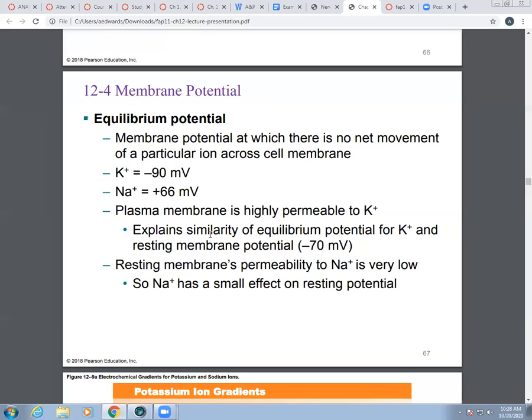The resting membrane permeability of the sodium ions is low. So your sodium ions don't have a big effect on the resting membrane potential.